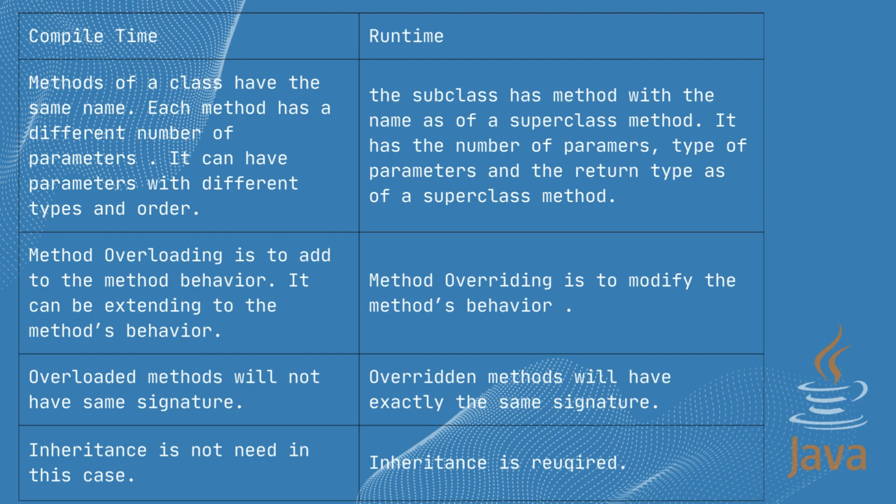In compile-time polymorphism, method overloading is to add to the method behavior. It can be extending the method's behavior. Whereas in runtime polymorphism, method overriding is to modify the method's behavior. In compile-time polymorphism, overloaded methods will not have the same signature. Whereas in runtime polymorphism, overridden methods will have exactly the same signature. In compile-time polymorphism, inheritance is not needed in this case. Whereas in runtime polymorphism, inheritance is required.